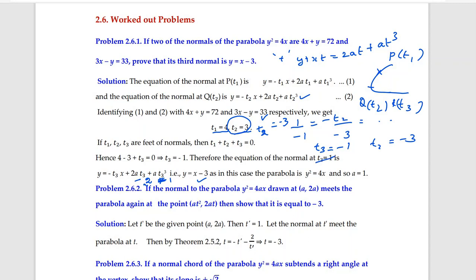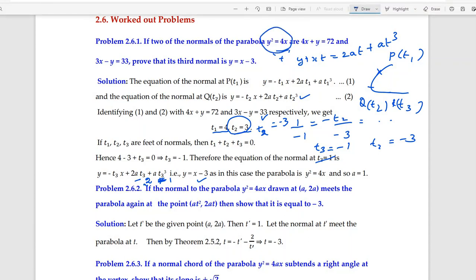So just t3 is equal to minus 1 here, and a in this case, because we are given the equation of the parabola to be y square is equal to 4, instead of 4ax you have 4x. So that tells us that a is equal to 1.